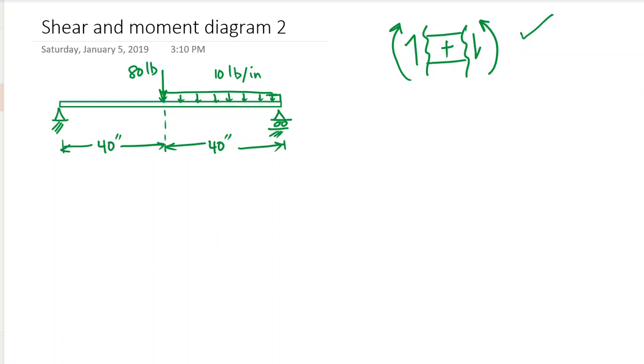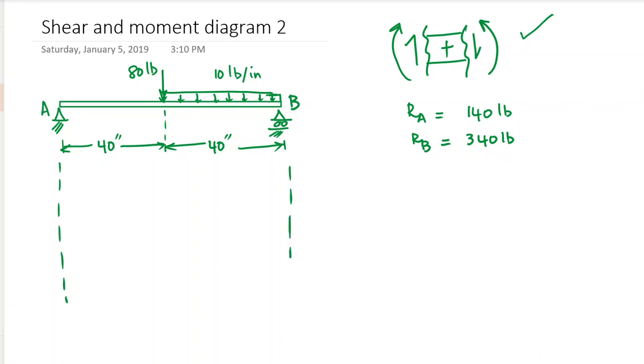So the first thing to do, as always, is to find out the support reactions. Let's call this support A and this support B. To find the vertical reactions at A and B, R sub A and R sub B, you can do it simply by taking moments about any one of the supports. You will find that RA is 140 pounds and RB is 340 pounds. You can work that out fairly easily. So once we know that, let's start with drawing the shear force diagram.